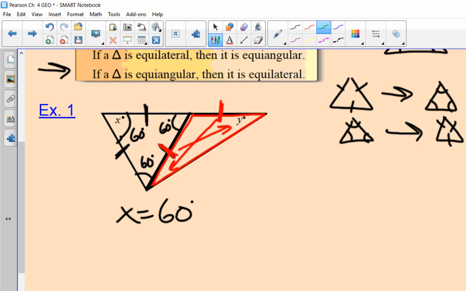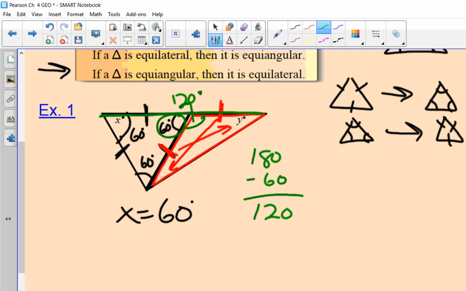If you go back up to the side of the big triangle, that's a straight line, and part of that straight line is 60 degrees. That helps me get this angle right here. If a line is 180 and part of that line is 60 degrees, can't I subtract? So I get that this angle up here is 120 degrees.